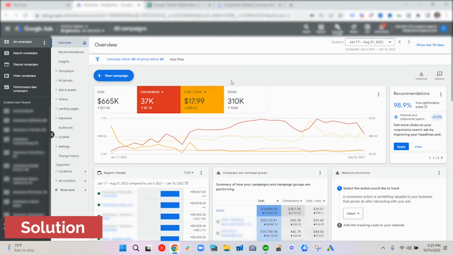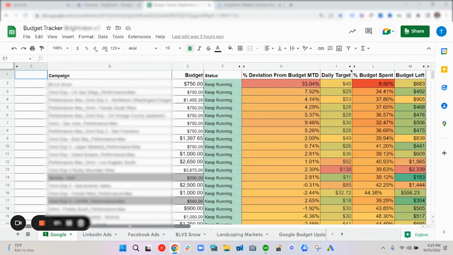So the solution to first was I had to figure out the budget pacing issue. Why were we over or under pacing every month? And the way that I did that, I created a spreadsheet that had every single market in column D here, and then their individual budgets.